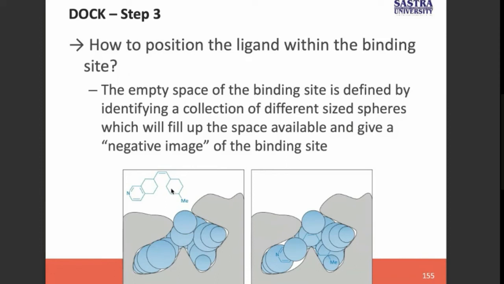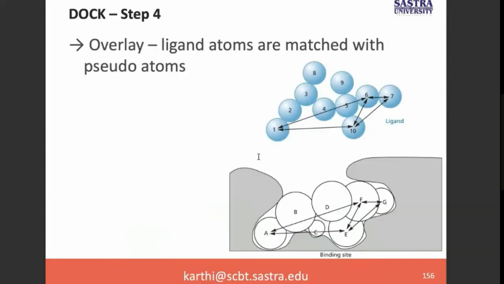So the empty space of the binding site is defined by identifying a collection of different sized spheres which will fill up the space available and give you a negative image of the binding site. This is what I explained, right? So we created the negative image. Now this information is more than sufficient for the computer to understand where the binding site is present, right?